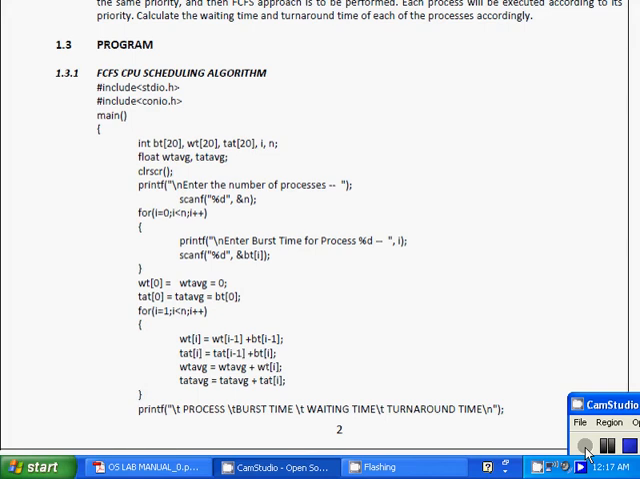Another term associated with CPU scheduling is turnaround time. From the point of view of a particular process, the important criterion is how long it takes to execute that process. The interval from the time of submission of a process to the time of completion is the turnaround time. Turnaround time is the sum of the periods spent waiting to get into memory, waiting in the ready queue, executing on the CPU, and doing some input-output. It is desirable to maximize CPU utilization and throughput and to minimize turnaround time, waiting time, and response time.